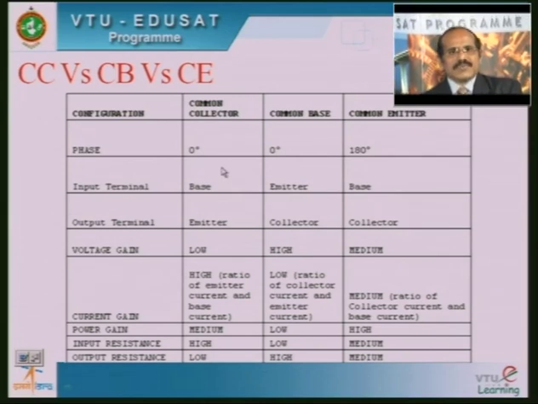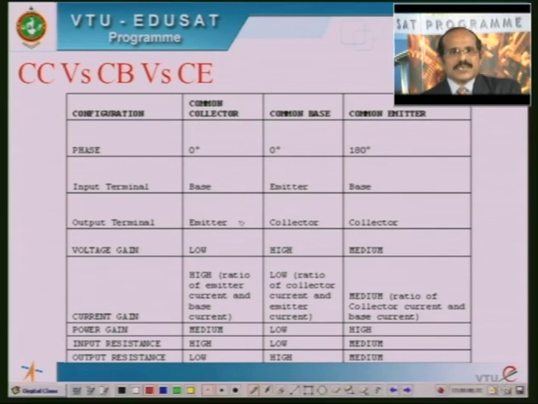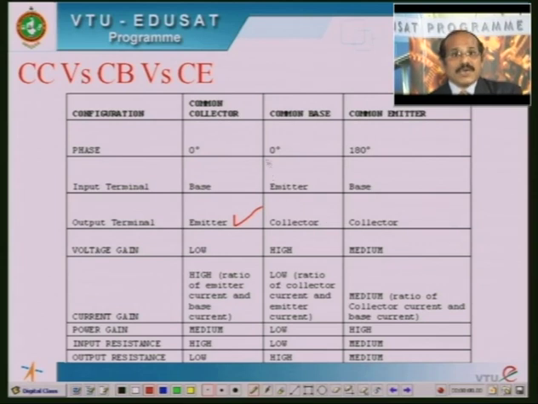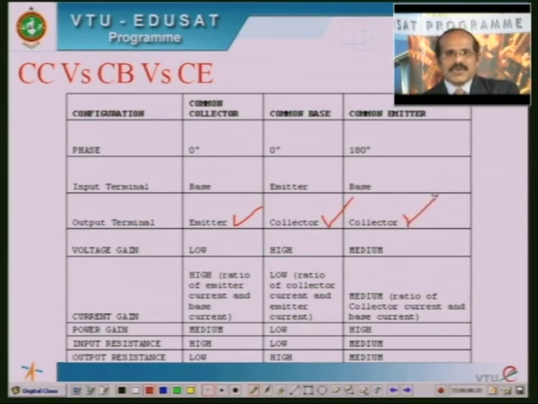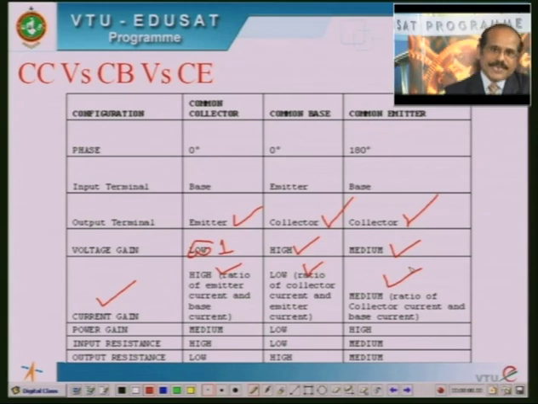The common terminal in the common collector is the collector, and the output terminal is emitter in common collector, collector in common base, and collector once again in common emitter. As far as the voltage gain is concerned, common collector usually has unity gain, an amplifier with gain of 1, whereas the voltage gain is on the higher side in common base, and the common emitter configuration has moderate voltage gain. As far as the current gain is concerned, it is very high in the common collector configuration, very low in common base, and the common emitter configuration has moderate or medium, in between that of the common collector and common base configuration.